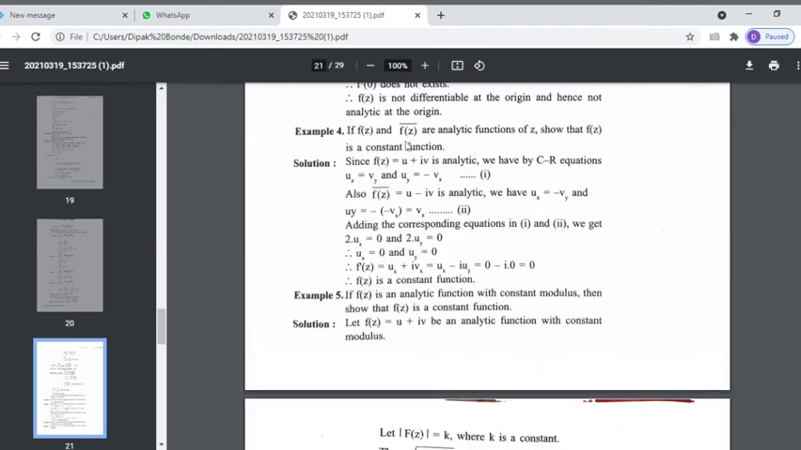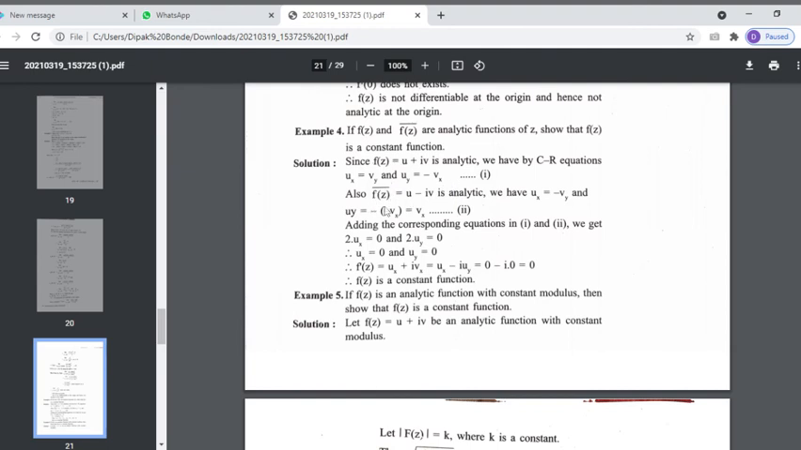For example, if f of z and the conjugate of f of z are analytic functions of z, show that f of z is a constant function. So f of z is equal to u plus iv is an analytic function, so it satisfies the CR equations, that is ux is equal to vy and uy is equal to minus vx.